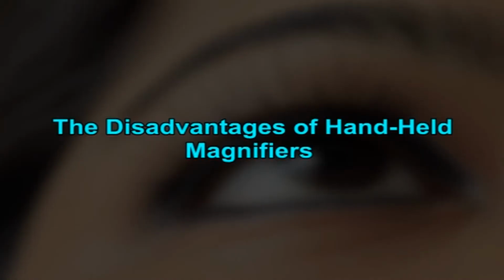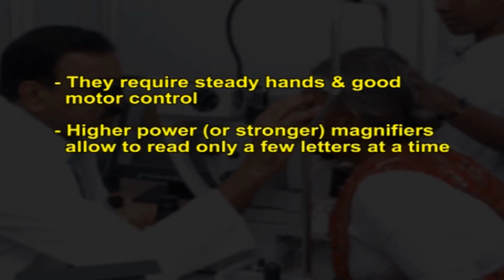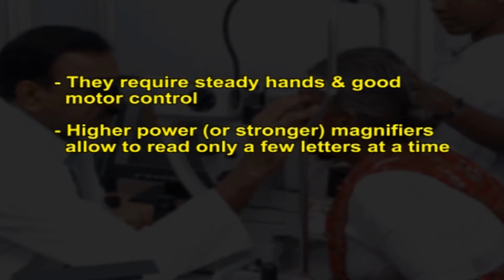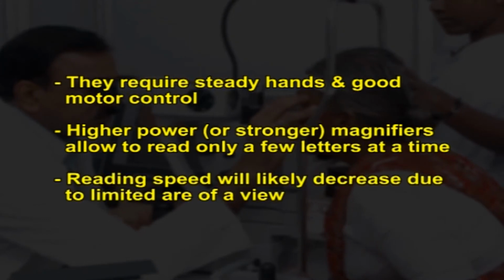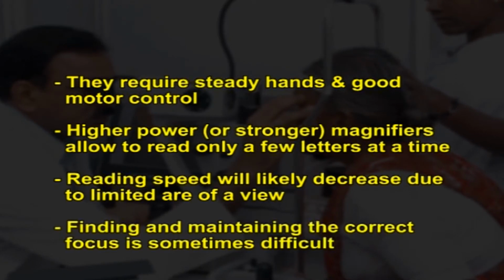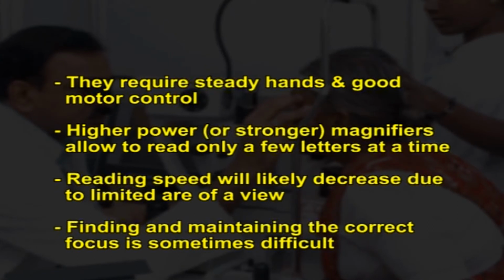Some of the disadvantages are, they require steady hands and good motor control. Higher power or stronger magnifiers allow the user to read only a few letters at a time. Reading speed will likely decrease due to the limited area of view. Finding and maintaining the correct focus is sometimes difficult.